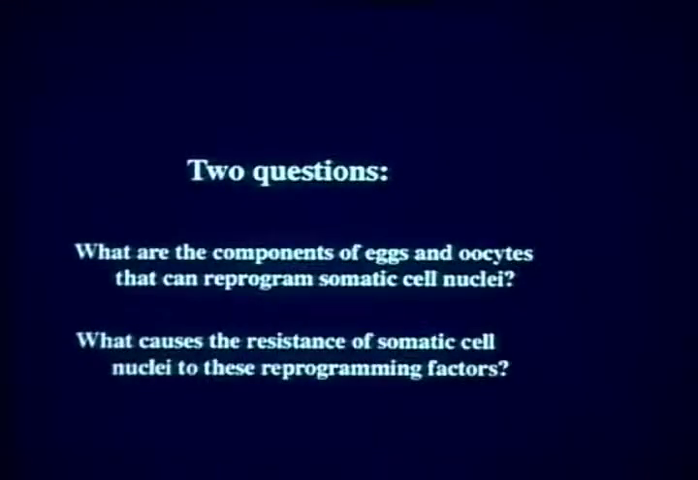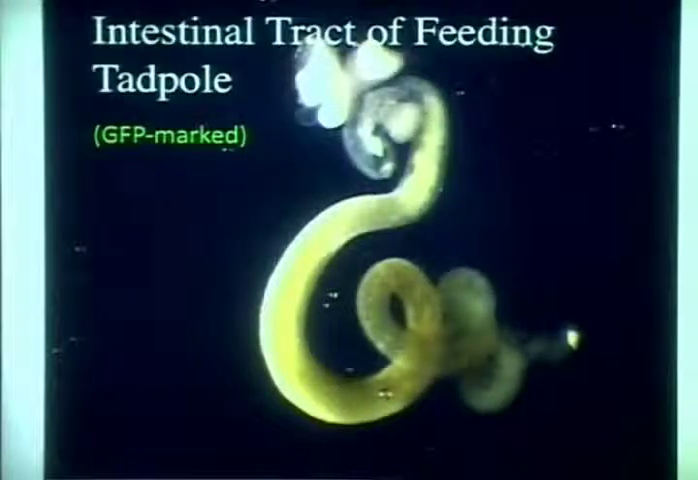So there are, in effect, two questions which one attempts to answer, and I shall deal with these in turn. One is, what are these components of eggs and embryos that can reprogram the somatic nucleus or reverse its stability? And secondly, what causes the resistance of somatic cell nuclei to these reprogramming factors? And that, of course, reflects very much the stability of the differentiated state. So just a little bit of background before we get underway. And this is an example of the reprogramming.